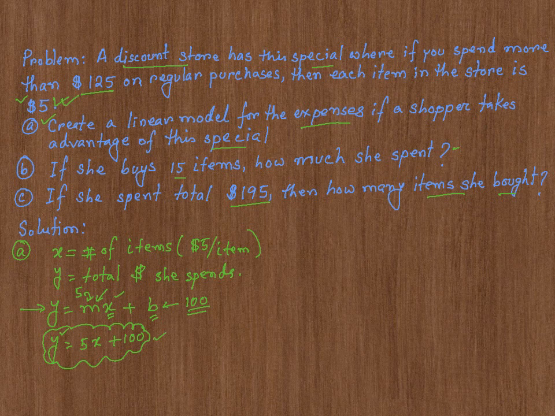Now let's do part B. If she buys 15 items, how much money did she spend? We are going to take the linear model we just created in part A and plug in X is equal to 15. 5 times 15 plus 100, which, by the way, is 5 times 15 is 75, plus 100, which is going to be $175. So she spent $175. Now let's do part C.